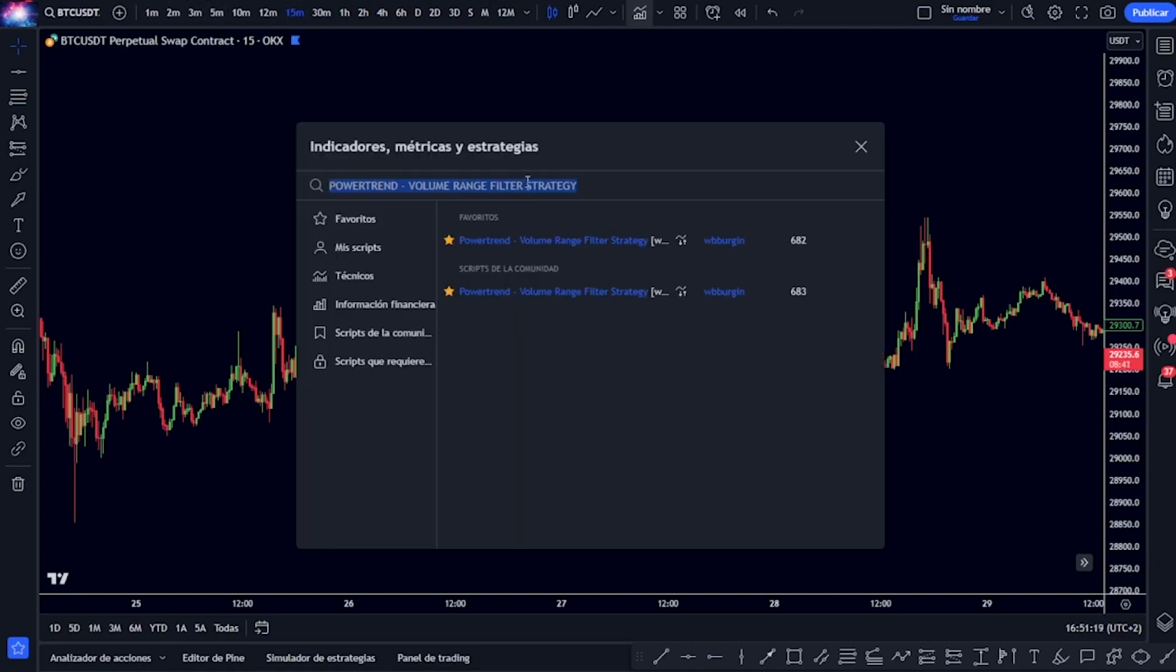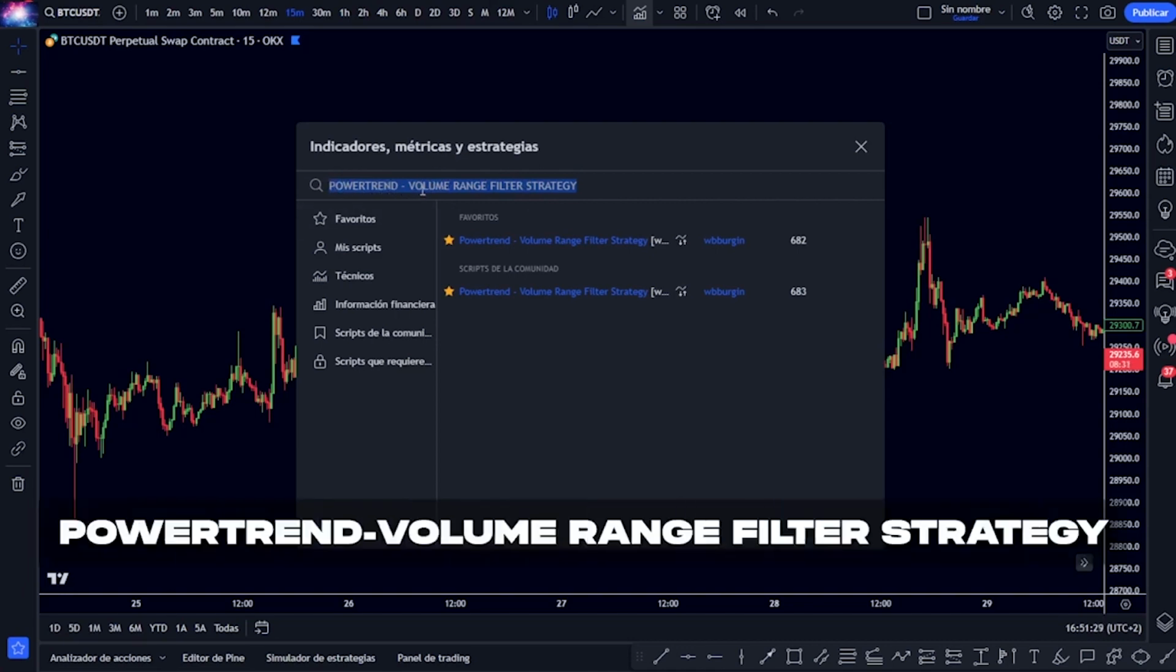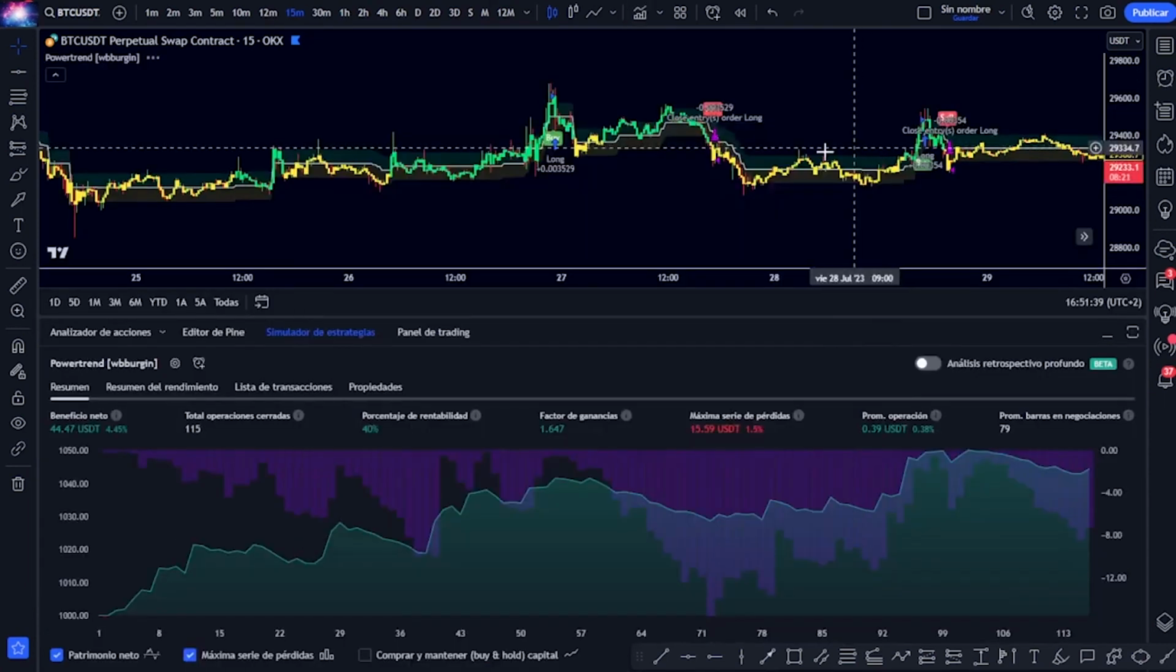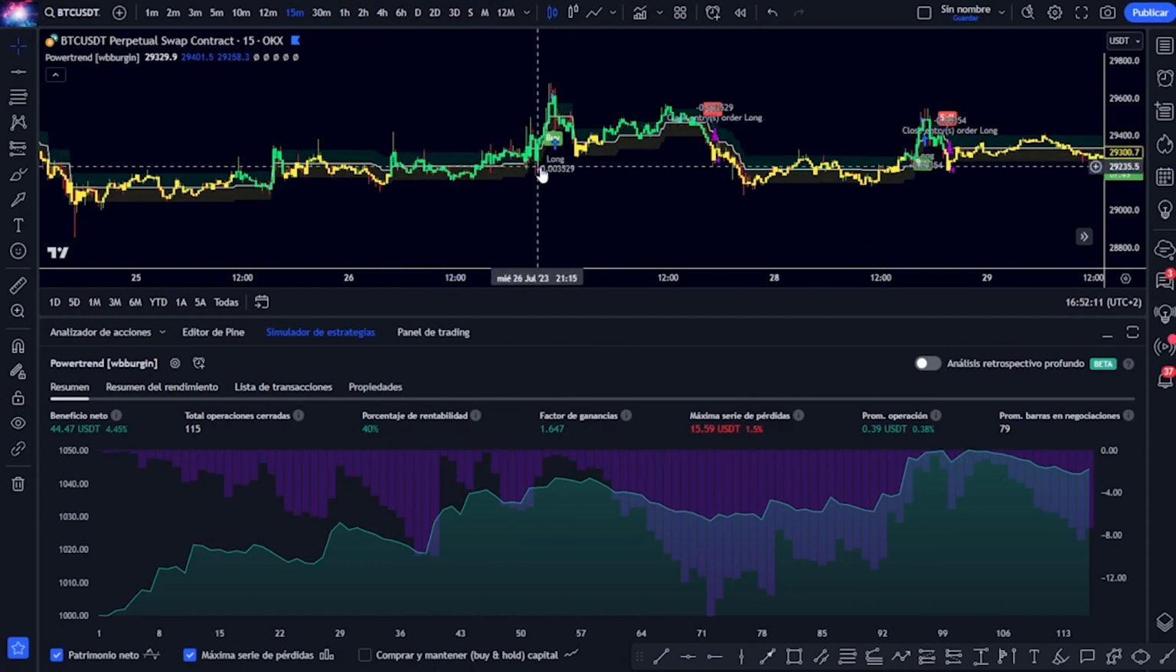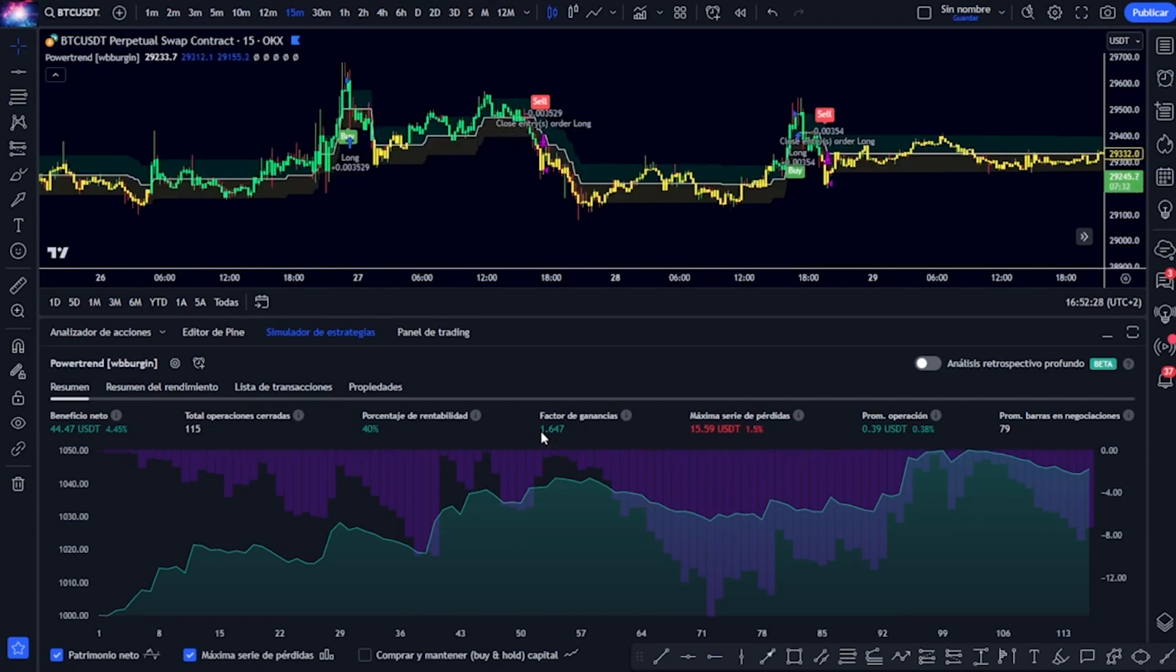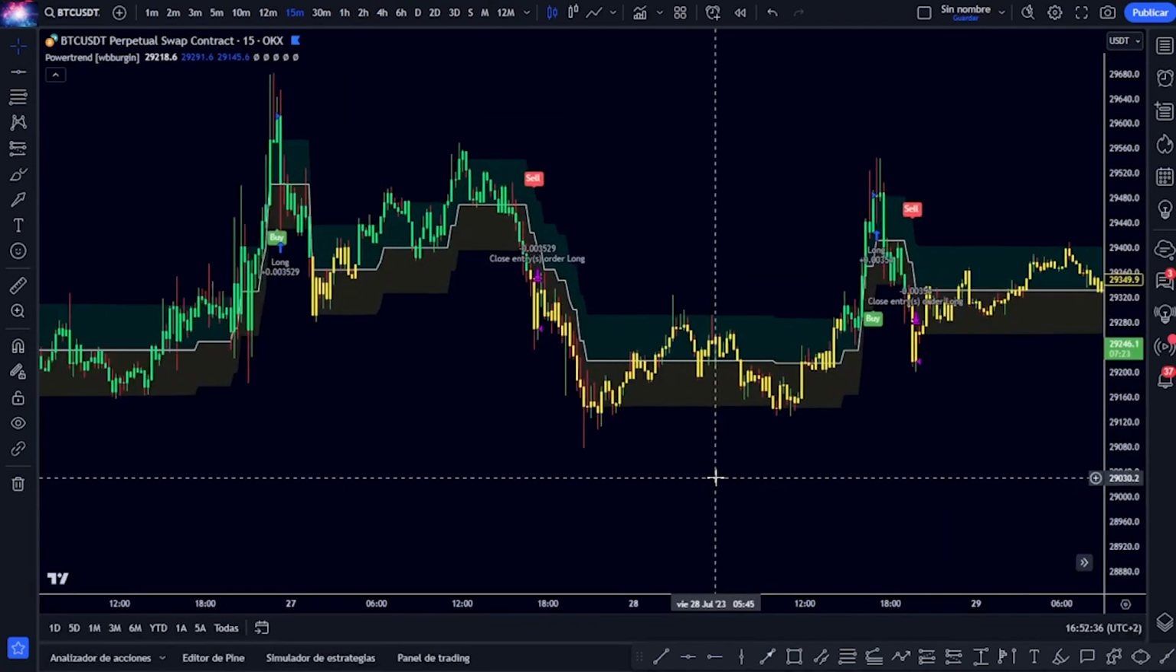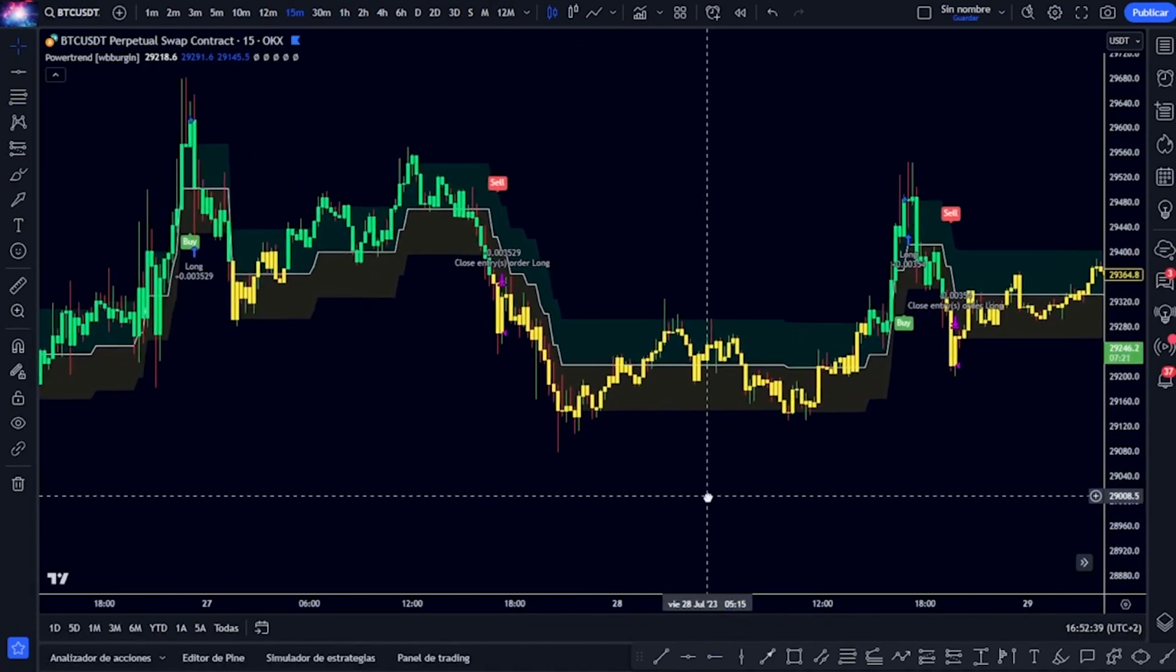The first of the indicators that we will use, not the most famous or the most spectacular but necessary in this strategy, is called Power Trend Volume Range Filter Strategy, which when you click you will see that it is not only an own indicator, but also includes the automated strategy to which we could add a bot that would make all these operations automatically. And you are already seeing that the profit factor would be very positive, but well, we are only going to use the part of the indicator.